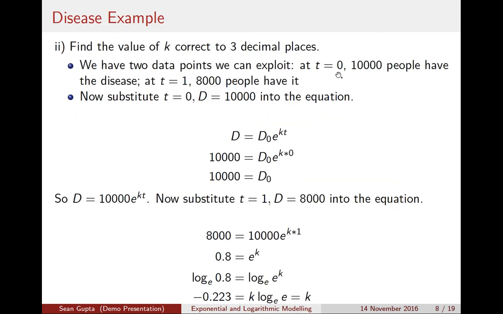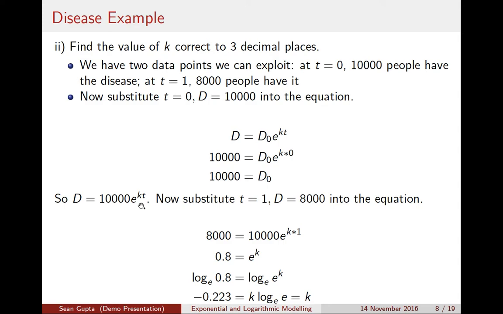So we know at time equals 0, 10,000 people have it, and at time equals 1, 8,000 people have it. So we can basically substitute in these values twice. Let's start with the first one. T equals 0. We replace t with 0 here, and what is d? 10,000. Now k times 0 is 0. E to the power of 0 is 1. 1 just falls away. So d0 is 10,000. 10,000 people is the number of people who initially have the disease, which makes sense.